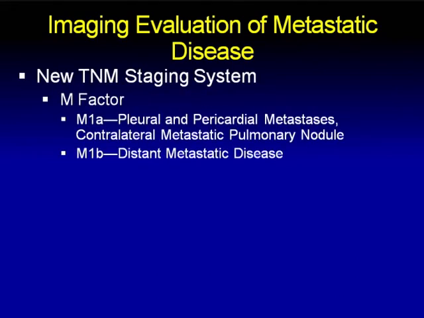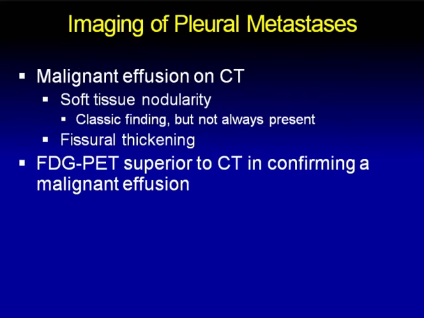In the new TNM staging system, some changes were made with regard to the M factor. M1a is now used to describe pleural and pericardial metastases. M1a is also used to describe metastatic pulmonary nodules in the contralateral lung. And then M1b would be distant metastatic disease. In terms of identifying malignant effusion on CT, the classic finding would be soft tissue nodularity, not always present though, and also fissural thickening. PET is superior to CT in terms of imaging confirmation of a malignant effusion.